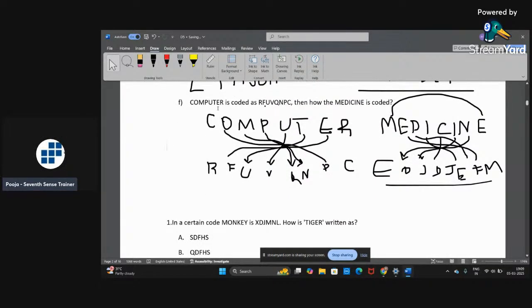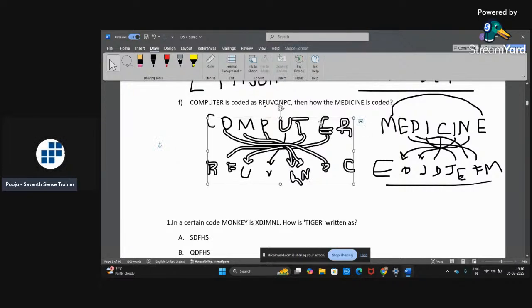Yeah, the same. The word COMPUTER is coded as R, F, U, V, Q, N, P, C, right? See here, C and R. These two letters are reversed. Only these two letters. In place of C, we have written R. In place of R, it is written C. Remaining letters, how are they written? Take from here, E letter. E is written. After E, we get F, right? That we have written here.